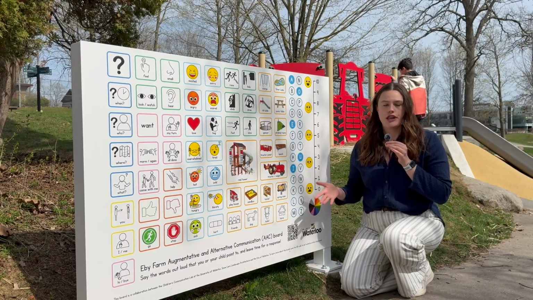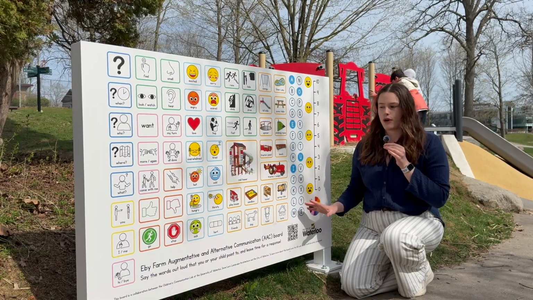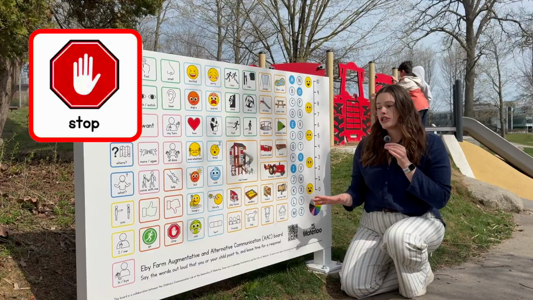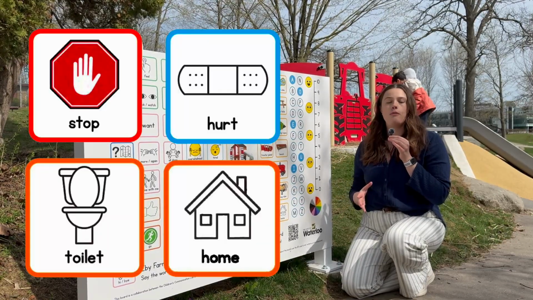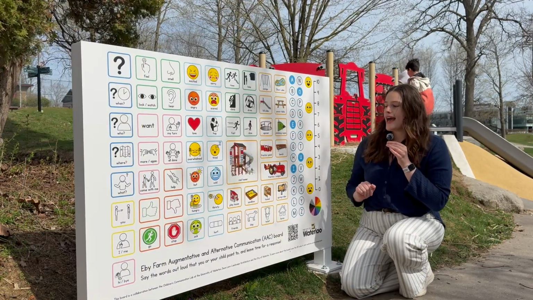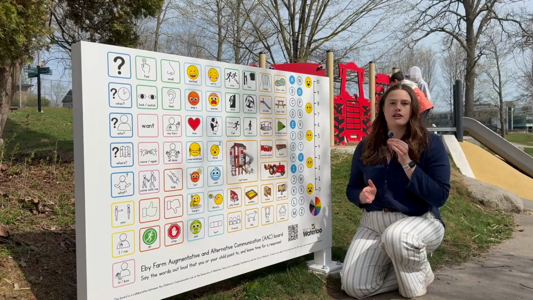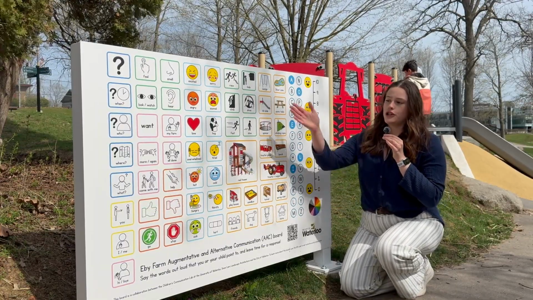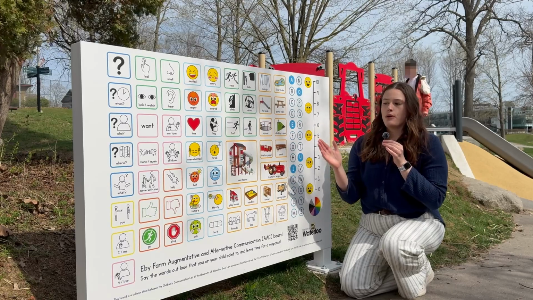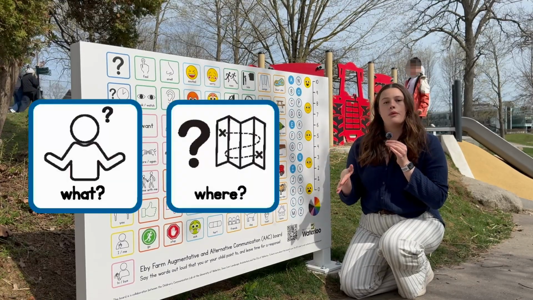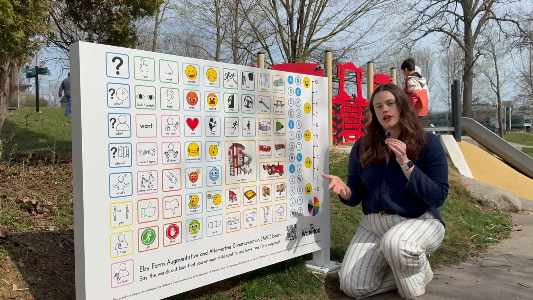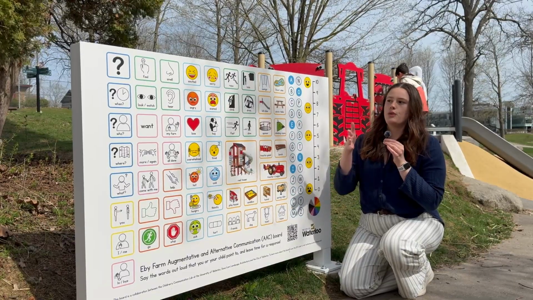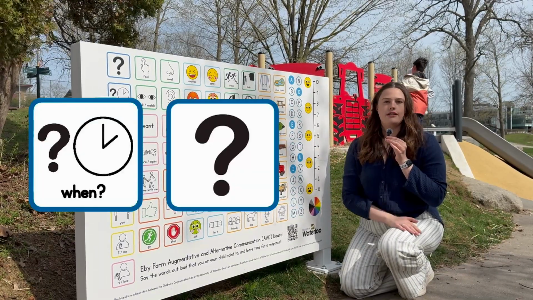that younger children would use nearer to the bottom of the board. Important safety words like stop, hurt, toilet, home are at the bottom, as well as play structures that are aimed at younger children, for example, the sandbox. Even within the question words category, you can see that words like what and where are lower down on the board because younger children use these words compared to words like when or how, which are usually acquired later on.